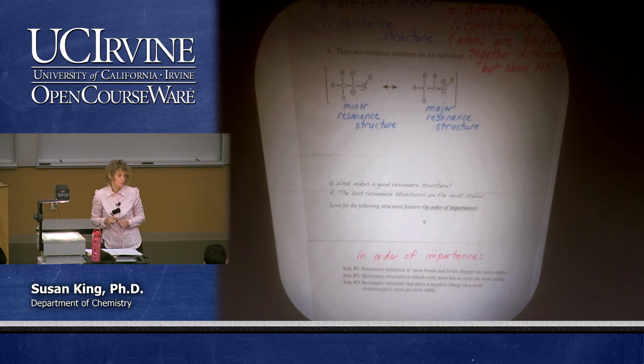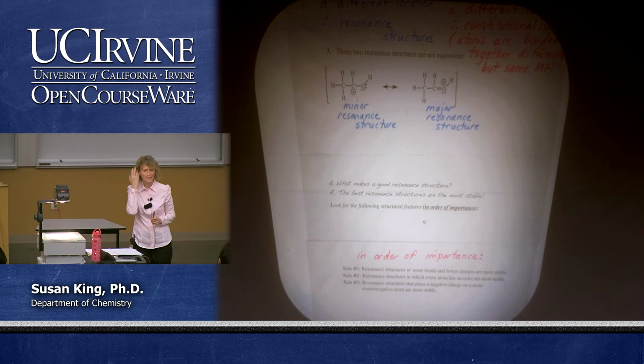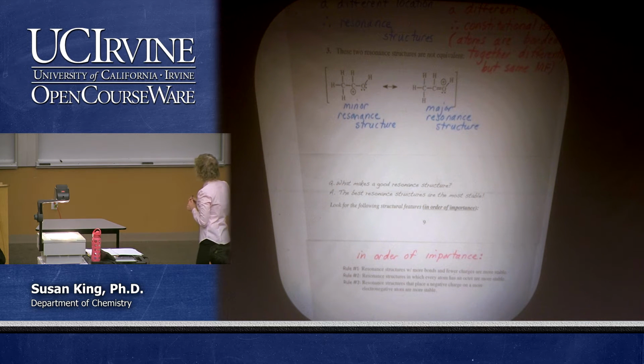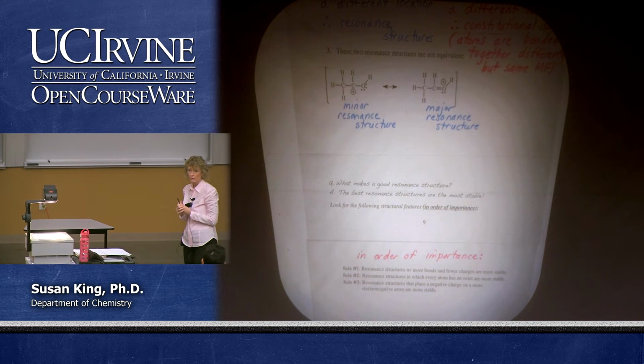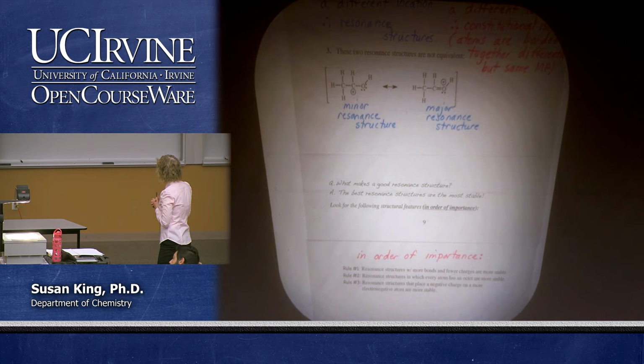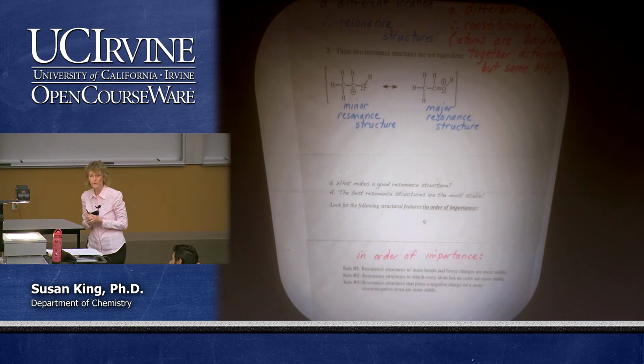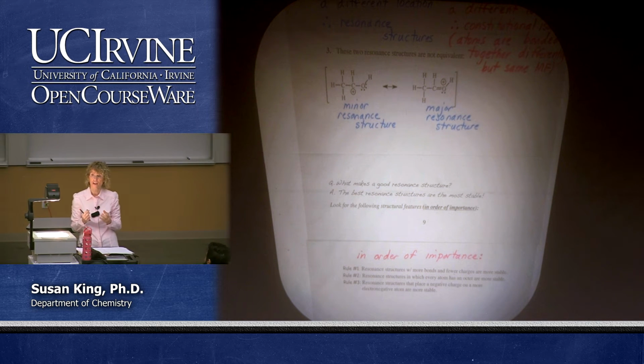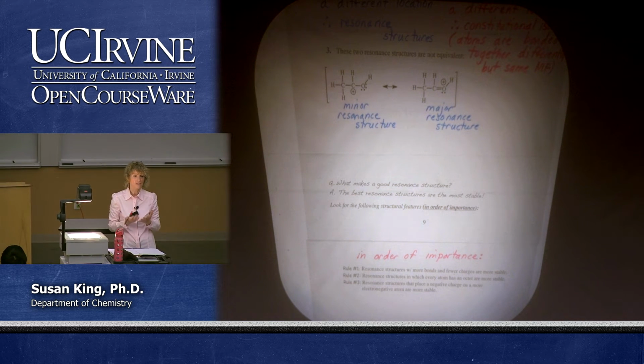Rule number 1 and rule number 2 always seem to go together, so that should be just rule 1 together. Resonance structures with more bonds and fewer charges are more stable. And resonance structures in which every atom has an octet are also more stable. So in order of priority, that's the most important thing: that everything has an octet and that we've maximized the number of covalent bonds.